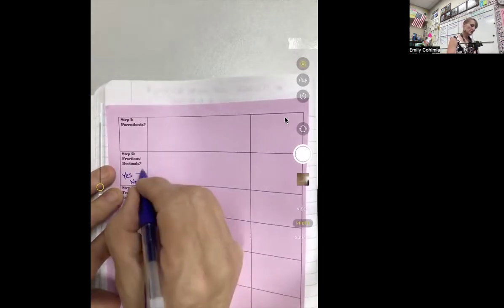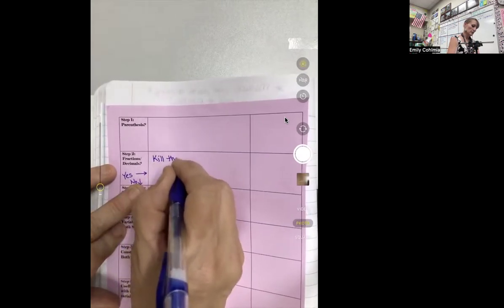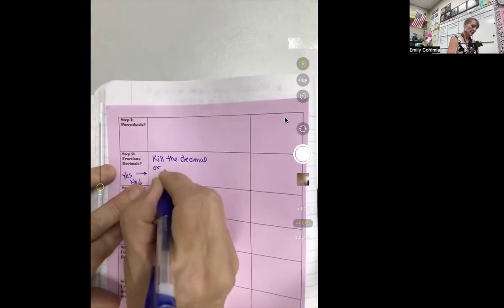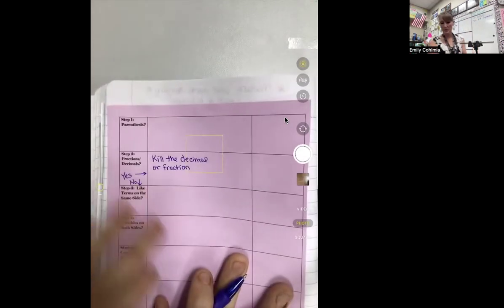So if there are decimals and fractions in your problem, the first thing you're going to do is you are going to kill the decimal or fraction.